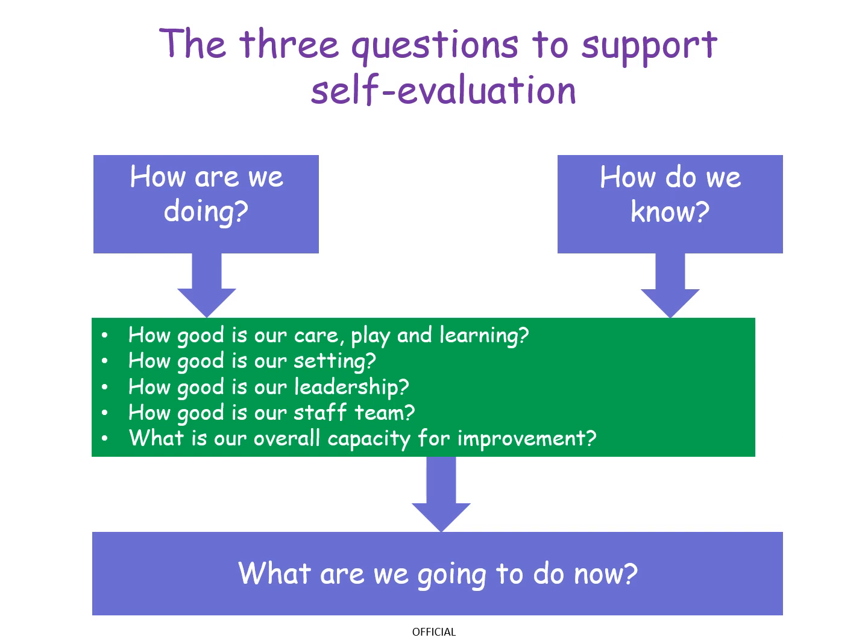The cycle of self-evaluation is based around three questions, which are highlighted in purple. How are we doing? How do we know? And what are we going to do now? These can be applied to any of the key questions within the quality framework, which are highlighted in green.